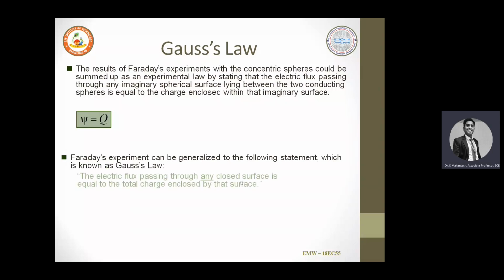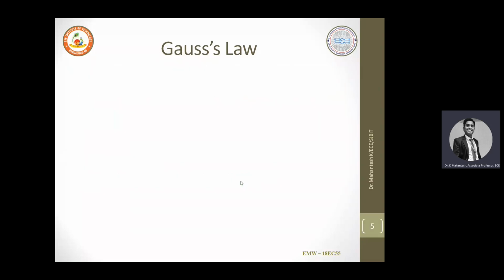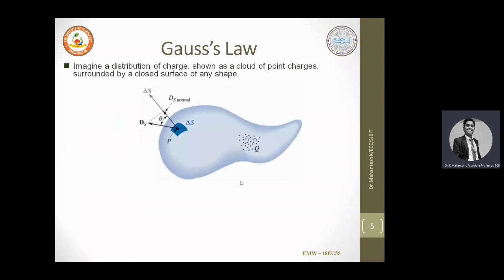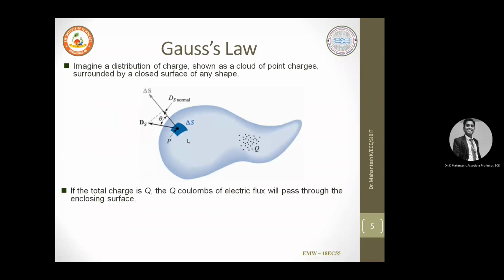It states that the electric flux passing through any closed surface, including any irregular closed surface, is equal to the total charge enclosed by that surface. Let us imagine a distribution of charge, shown as a cloud of point charges, surrounded by a closed surface of any shape. The total charge is Q, so there will be Q coulombs of electric flux passing through the enclosing surface.